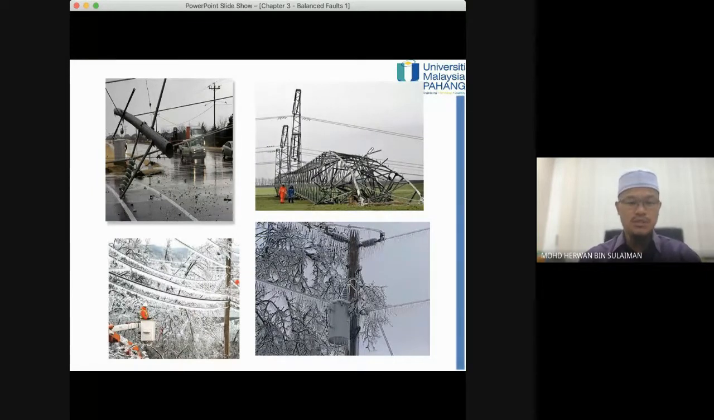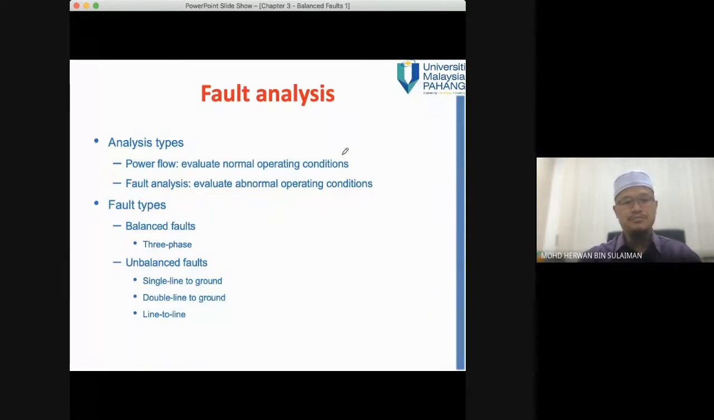So this is an example of a transmission tower fault, and this one is not in our country. So this is what happens when we have a fault problem. So why do we need to learn about faults? This is the type of fault. Analysis types: as I said previously, power flow evaluates normal operating conditions, but faults we evaluate at abnormal operating conditions. So this is what I said earlier.